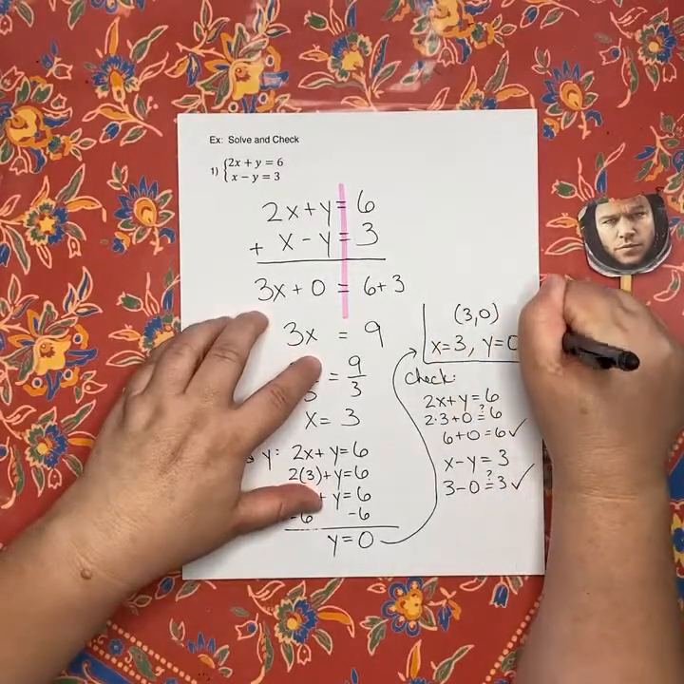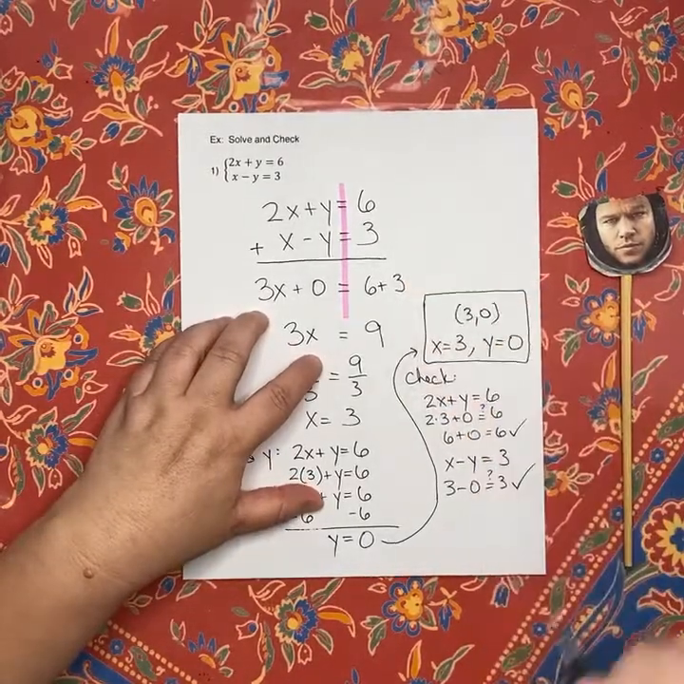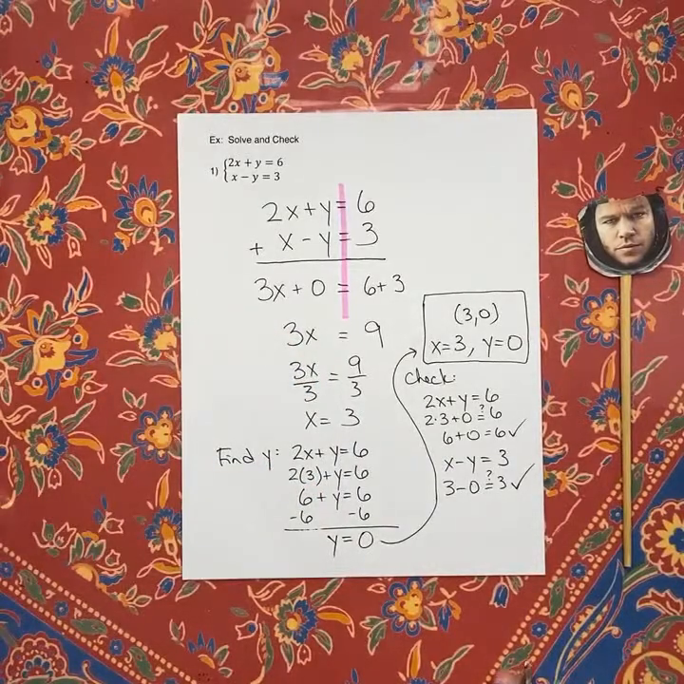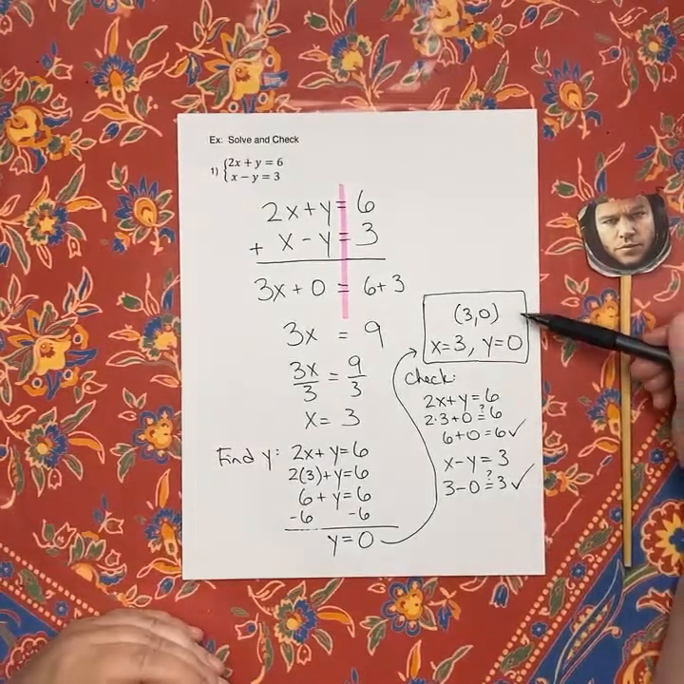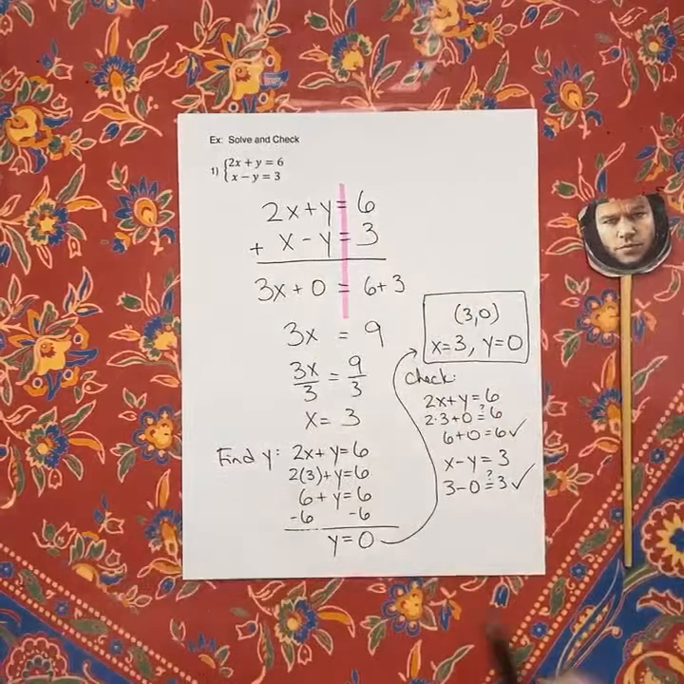Generally speaking, I do encourage you to put boxes around solutions when you're solving, either elimination or substitution, just because they get so messy. It's easier. It looks just polished to put your answer there.